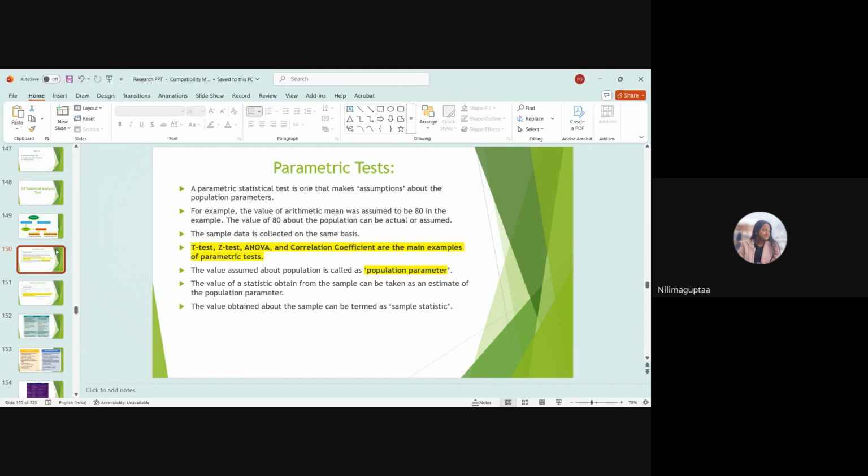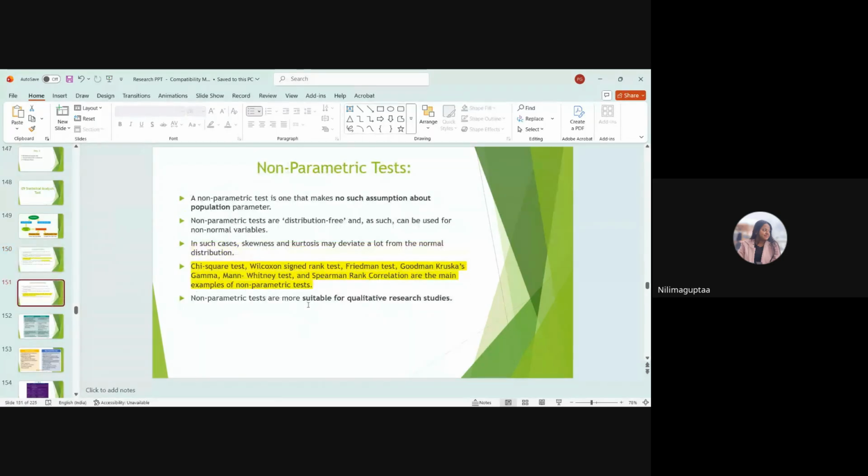The value assumed about the population is called the population parameter, and the value of the statistics obtained from the sample can be taken as an estimate of the population parameter. The value obtained from the sample can be termed as sample statistics when we are going to test our null hypothesis. Likewise, in non-parametric test, there is no such assumption about the population parameter at all.